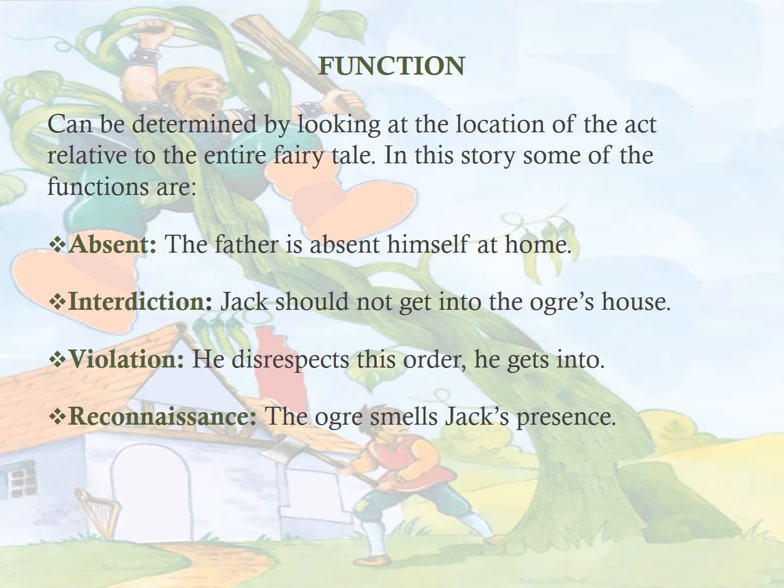About the function, it can be determined by looking at the location of the act relative to the entire fairy tale. In this story, some of the functions are: absentation, the father is absent from home. There's an interdiction when Jack should not get into the ogre's house. There's a violation, he disrespects the order. There's a reconnaissance, the ogre smells Jack's presence.